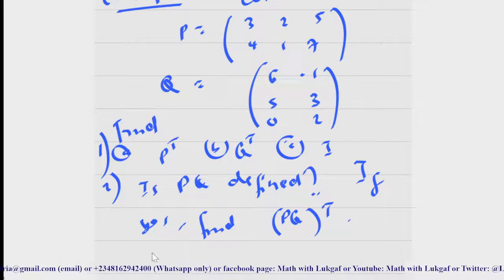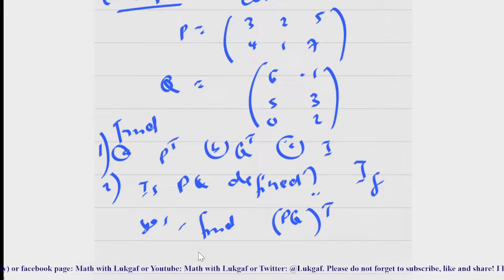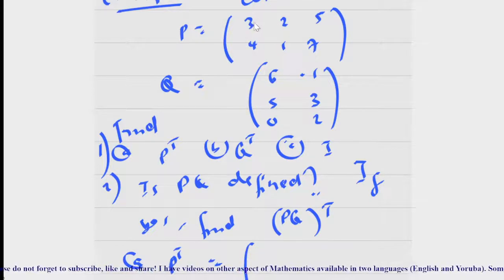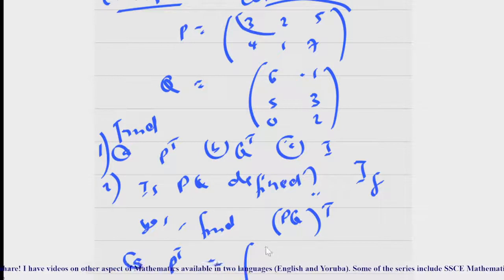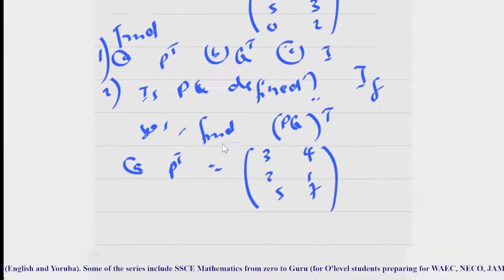This is not difficult. First of all, don't forget, the first question asks us to find P transpose. And this is our P. We have our P to be 3, 2, 5, 4, 1, 7. Then you have to interchange them. You interchange row with columns. This is the row now, it will now become column. Then you have 3, 2, 5. What of the second row? You interchange these too. That's 4, 1, 7. Can you see? It's not difficult to do.